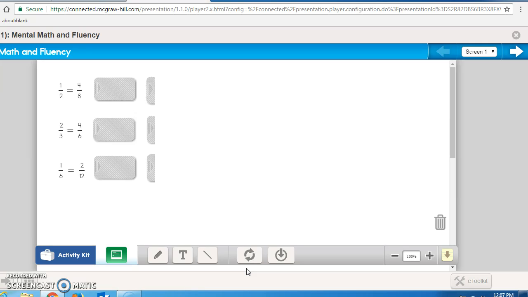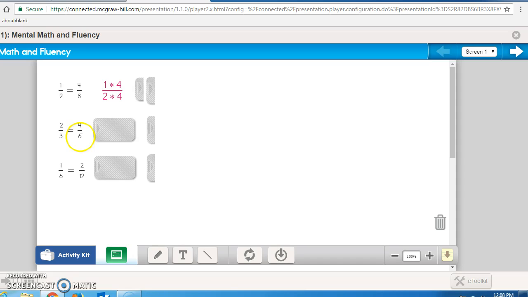Equivalent fractions. Take a look at the fractions on your screen. How are they equivalent? Meaning, how do you know they're equivalent? Well, hopefully you're seeing that 1 times 4 will give you 4, and 2 times 4 will give you 8. So multiplying both the numerator and denominator by the same number makes them equivalent. Let's look at the next one.